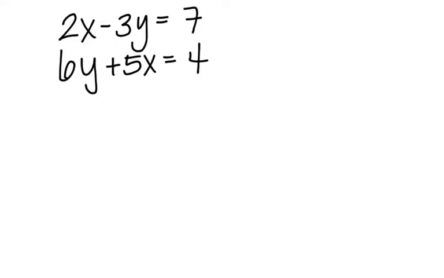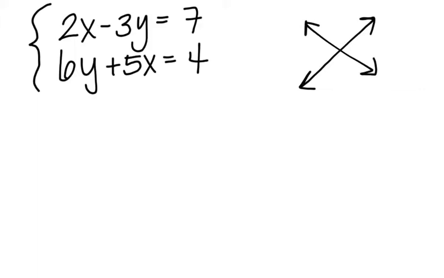So we have a system of equations. We have two equations with the same variables. You might also see it written with an open set. That means the same thing. Because both of mine happen to be linear equations, we're essentially looking for the intersection of two lines. We want to know where the point of intersection is.